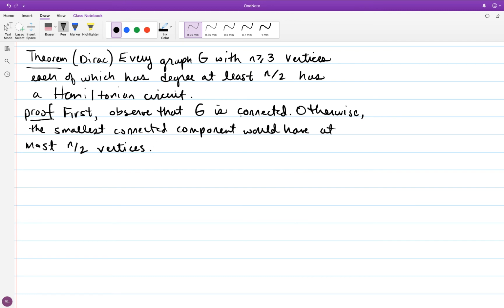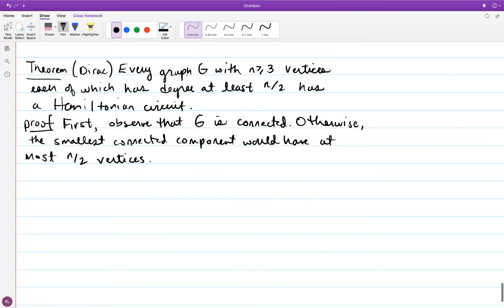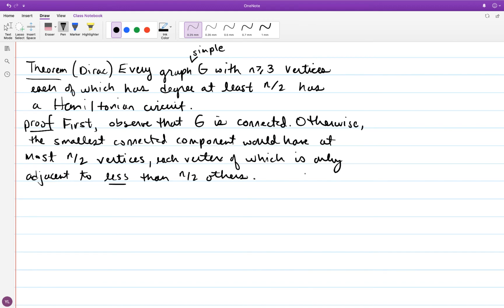And we're talking about simple graphs. I should have said that. So we're not allowing loops or parallel edges. And so if you're looking at a component of the graph that has at most n over 2 vertices, then every single vertex in that component can only be connected to the other vertices in that component, and there are strictly fewer than n over 2 many. This is a contradiction because every single vertex in this graph is supposed to have degree at least n over 2. Okay, so we know that G is connected. That's where we start. Now is the key trick of the proof.